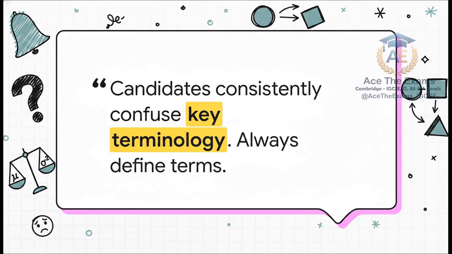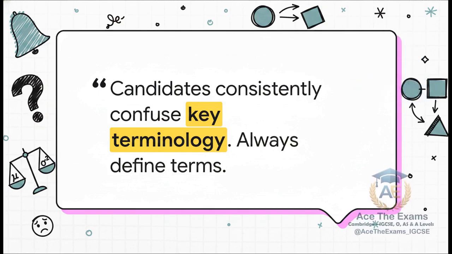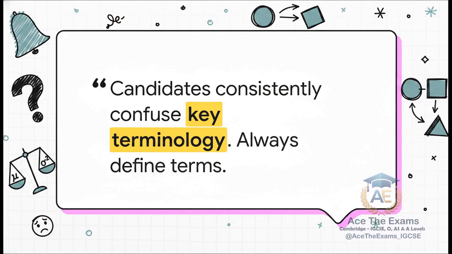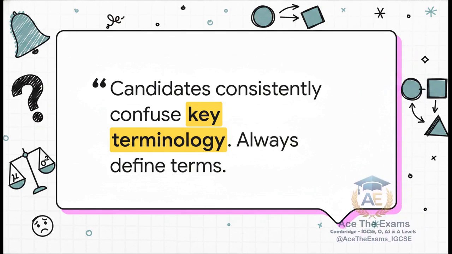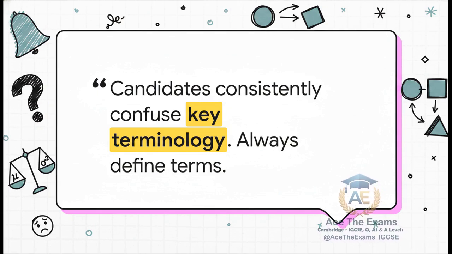If you mix up your terminology when discussing the mean versus the variance, or if you use the wrong symbols for your probability density function, you are basically throwing away vital structural marks before you've even done a single calculation.